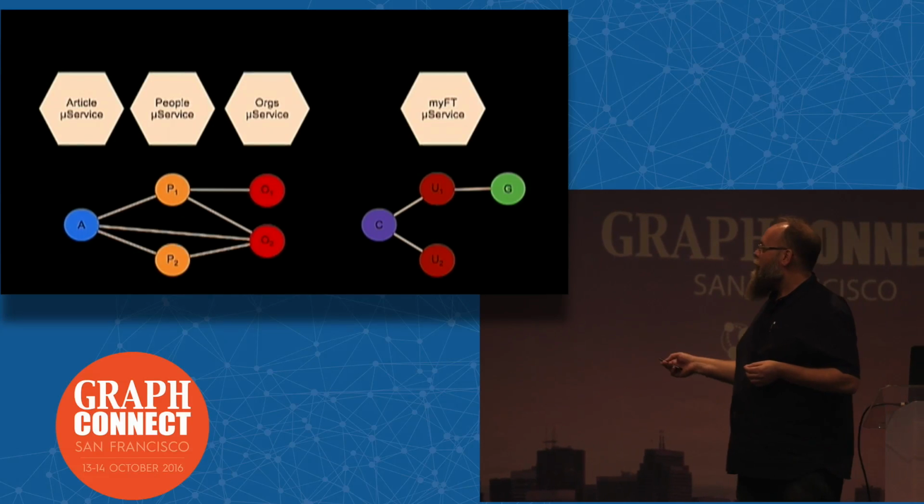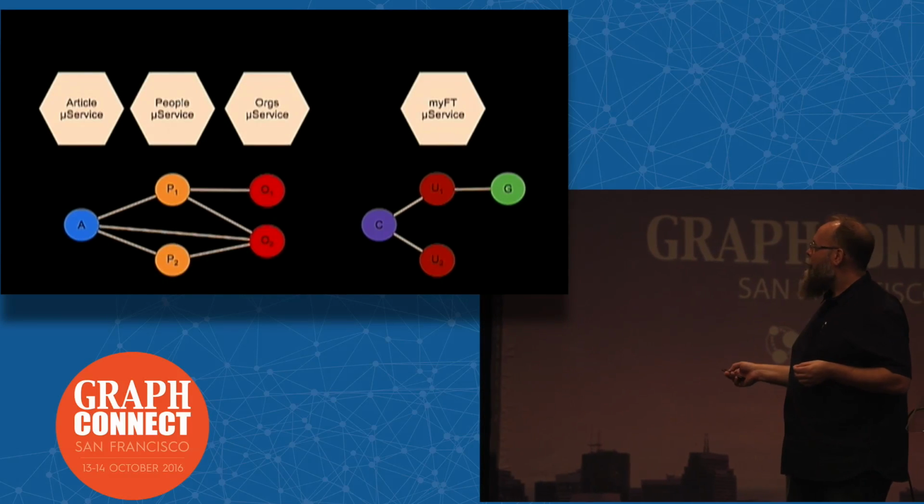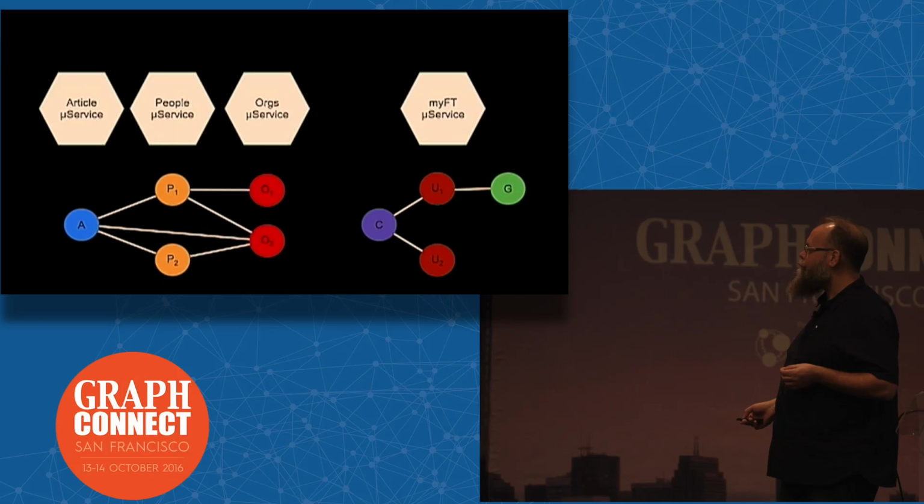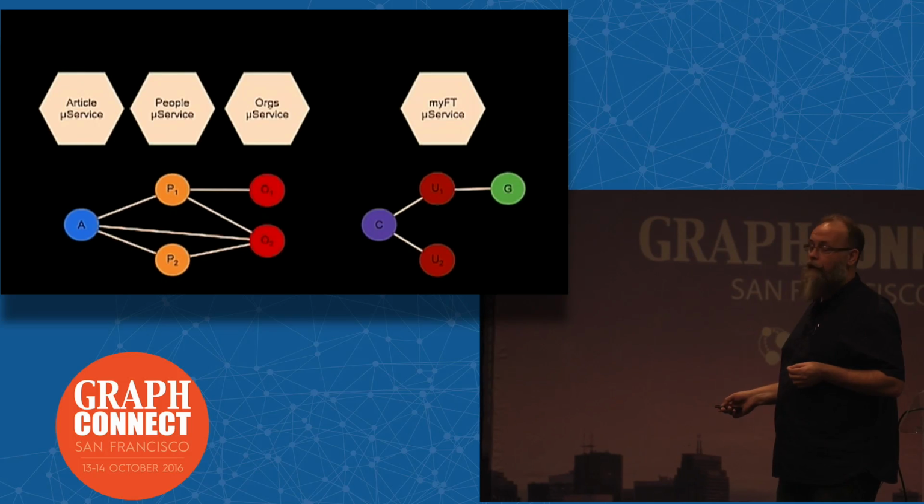So this is the MyFT database over here on the right-hand side, and it involves understanding our users and the concepts that they're following. On the left-hand side, there is our content graph, which is talking about organizations and people and articles that we write.